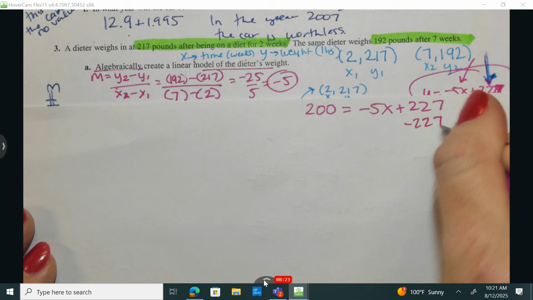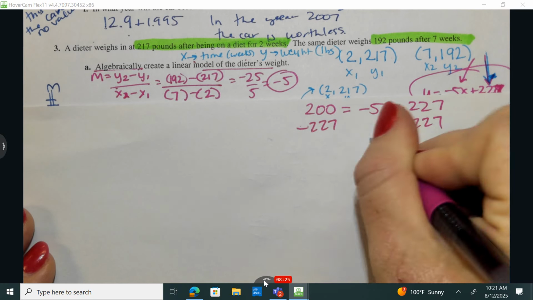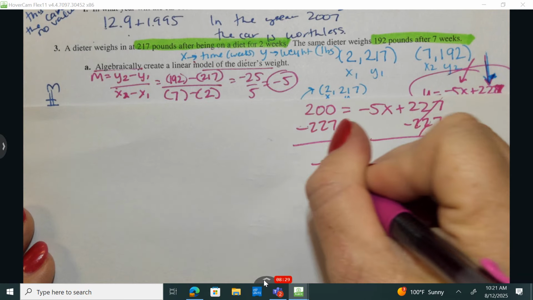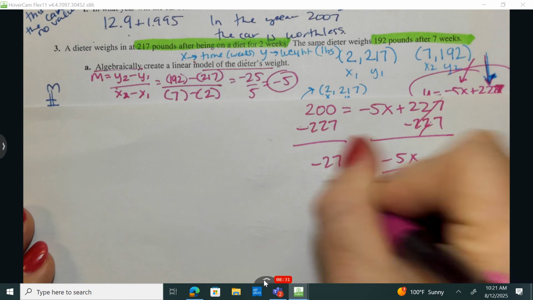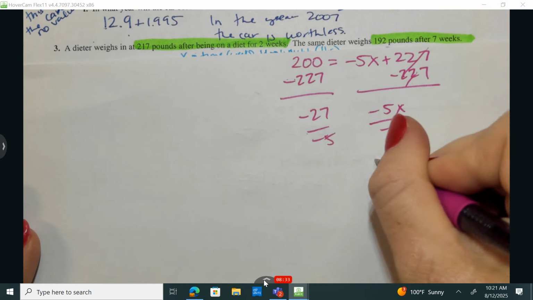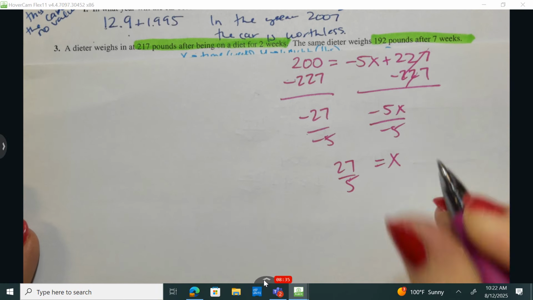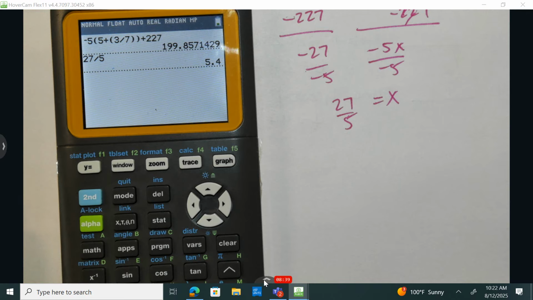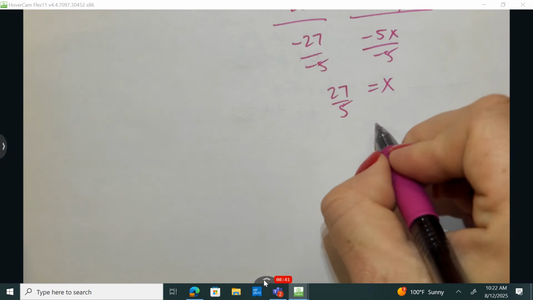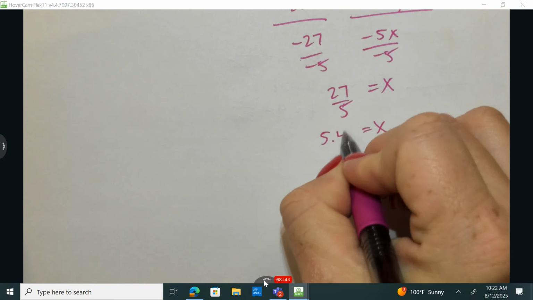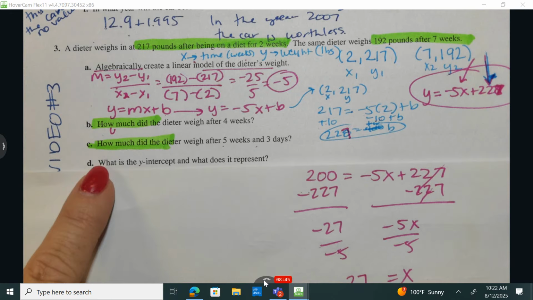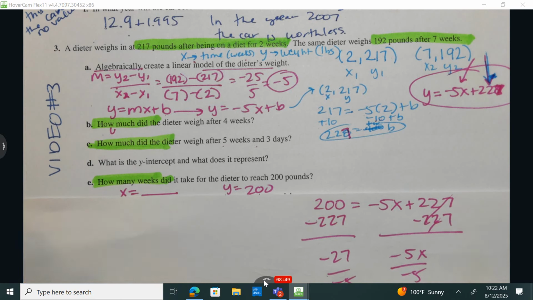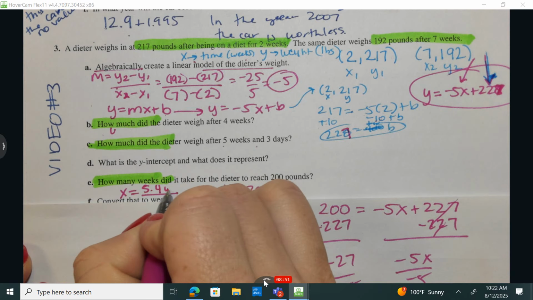So I'm subtracting 227. I'm dividing by negative 5. 2 negatives give me a positive. And then, feel free to grab that calculator. 27 divided by 5, 5.4. Let's see exactly what this says. Okay, how many weeks? So it only said weeks in terms of a decimal. 5.4 weeks.